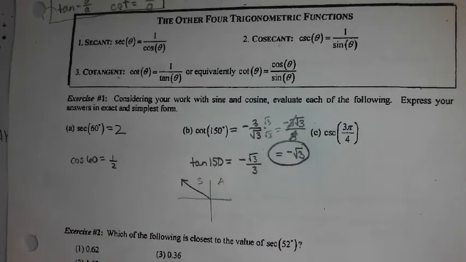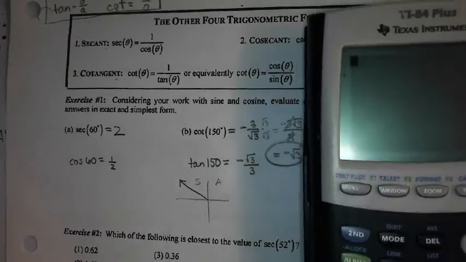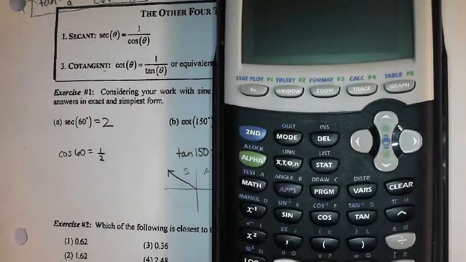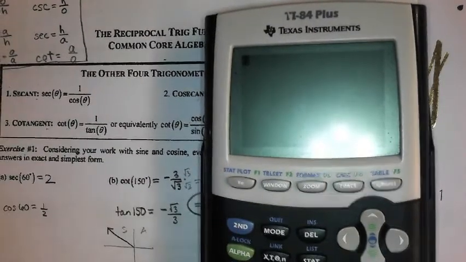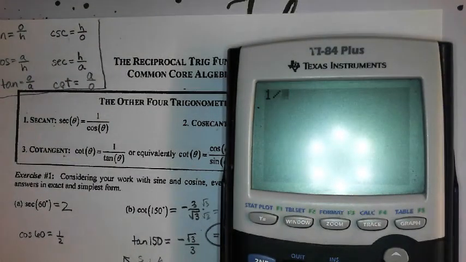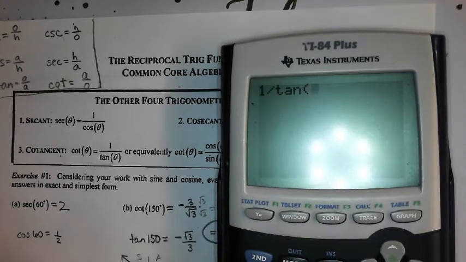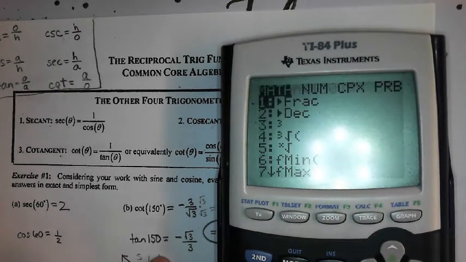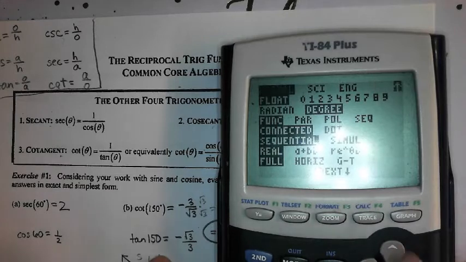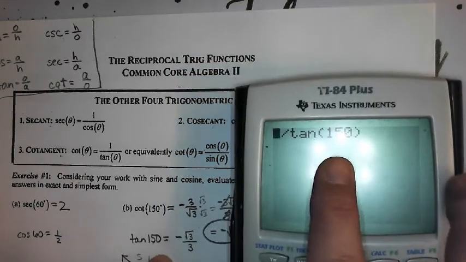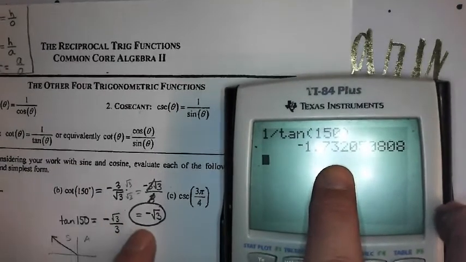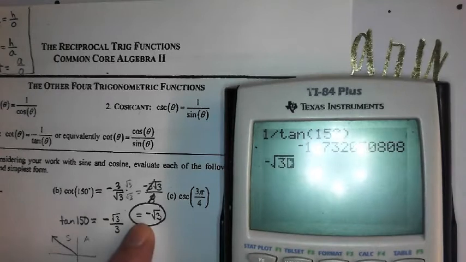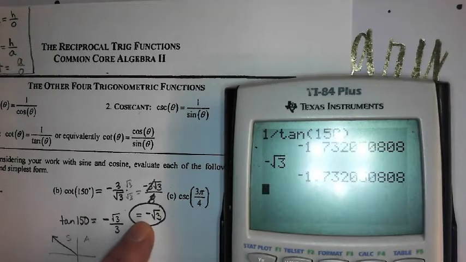Now just because I'm thinking of it, your calculator does not have a cotangent button, unfortunately. So in order to find the cotangent, you would literally have to type in 1 over the tangent of 150. And let me quickly make sure I'm in degrees. I am. So in order to type in cotangent on your calculator, you'd need 1 over the tangent of 150, which is that right there. And let's just confirm. Negative root 3 is that decimal. Okie doke.